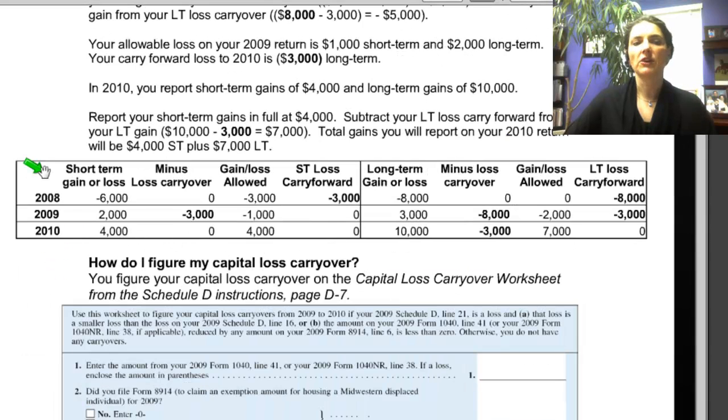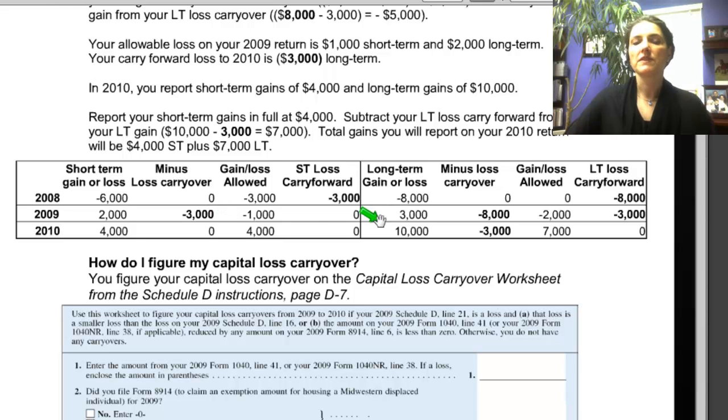Now I've created a table to help summarize these amounts, and we can see that we've got short-term gain or loss on this side, and we have long-term gain or loss on this side. In 2008, we have a short-term loss of $6,000, and $3,000 of loss short-term is claimed on the 2008 return, leaving $3,000 to carry forward to the next year. That same year, we have an $8,000 long-term loss, none of which is claimed, so the full loss of $8,000 is carried forward. Then in 2009, we have a gain of $2,000, but we subtract out that $3,000 carry forward, leaving us with an allowable loss to claim on that year's return of $1,000.